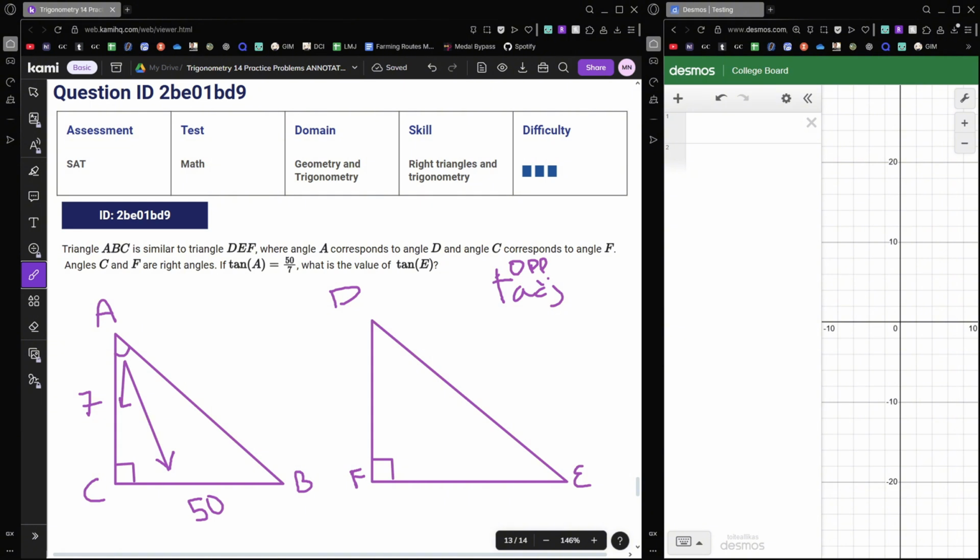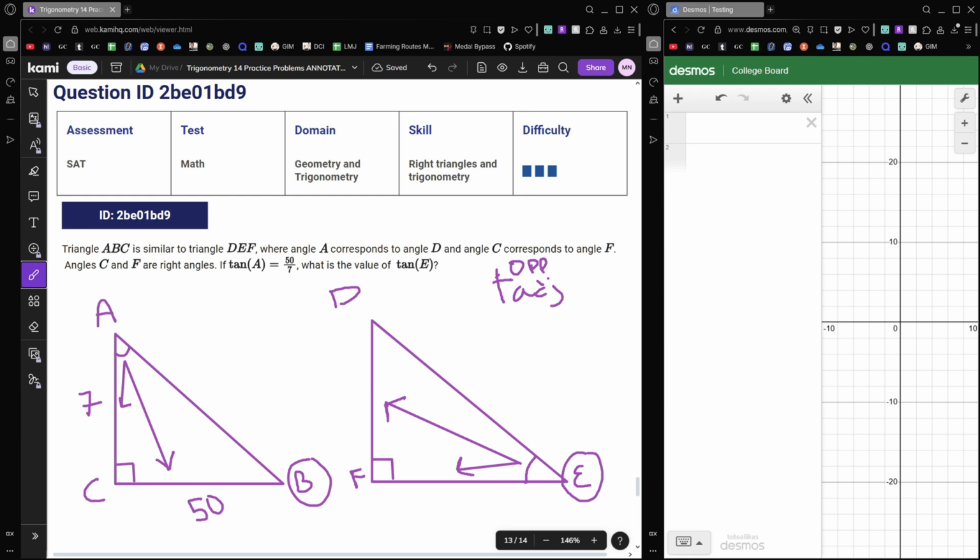What is the value of tan of E? So once again, tan is opposite over adjacent. So here's angle E, and we're trying to find this side, the opposite, over the adjacent. Now we don't have any side lengths in the triangle on the right. However, we do know that angle A corresponds to angle D, angle C corresponds to angle F, and following that logic, angle B would also correspond to angle E.